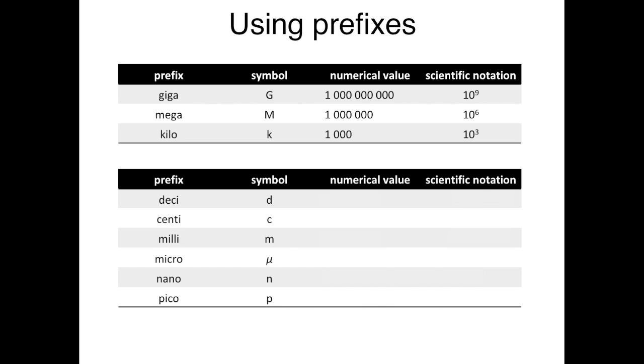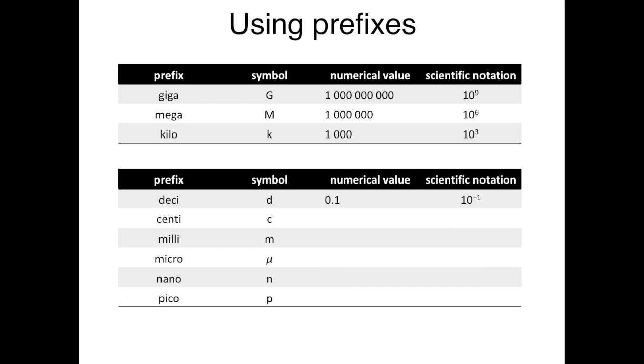Okay, now let's talk about the other set of prefixes. These prefixes make things come out smaller. The first one is deci. Think about the root word deca, decade, 10, right? 10. So deci here with the symbol d makes it smaller by 10-fold to become a tenth of something. So the numerical value you multiply it by would be 0.1. Scientific notation is 10 to the negative 1.